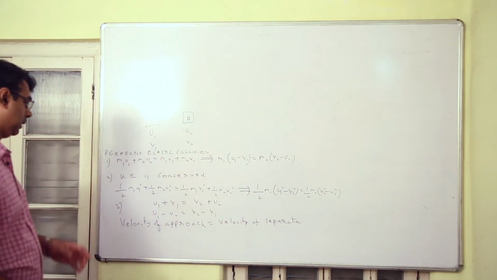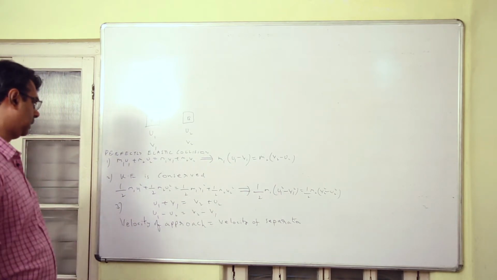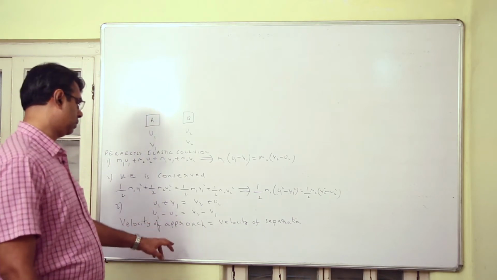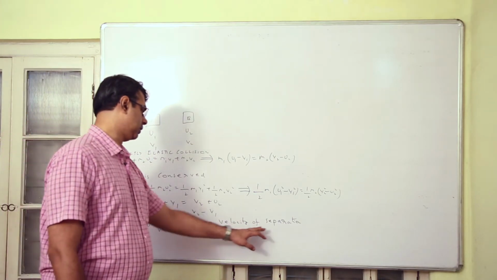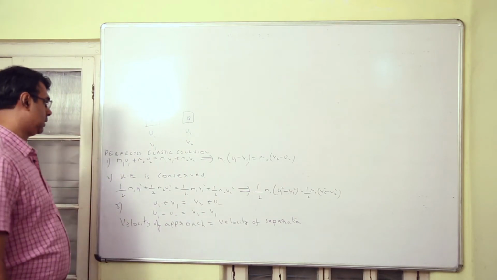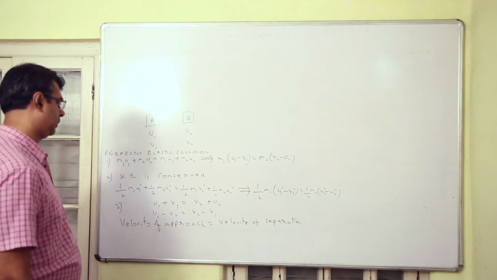So this is another formula that is derived from the concept of perfectly elastic collision. Velocity of approach u1 minus u2 is equal to velocity of separation, that is v2 minus v1. So these are the primary formulas for perfectly elastic collision.